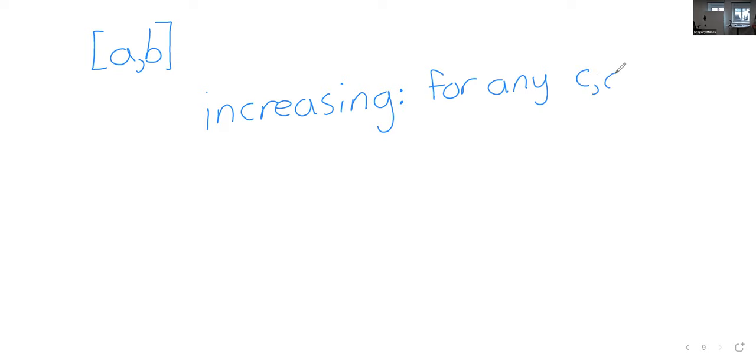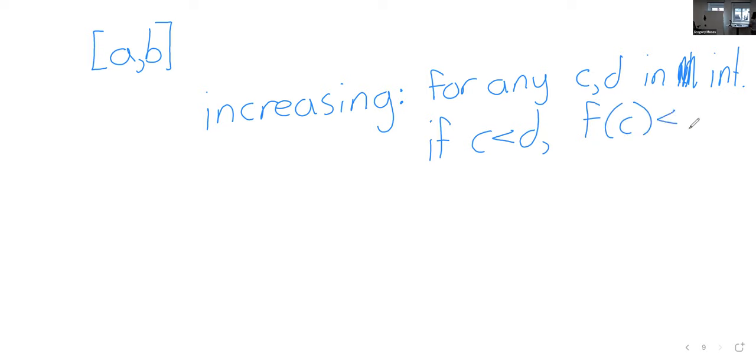Say we have a function defined on an interval, so from A to B. The function might be defined outside of this interval, but we're looking at it on this interval. A function is increasing if it satisfies the following. For any numbers C and D in this interval, if C is less than D, F of C is less than F of D.